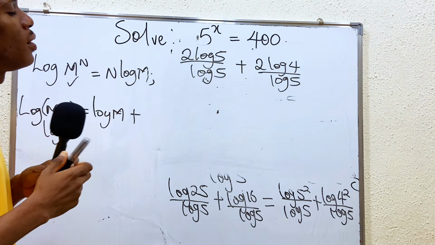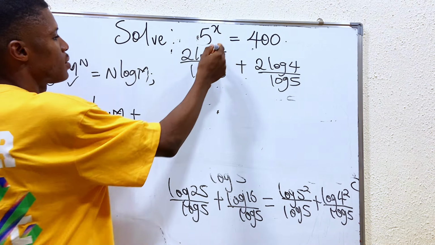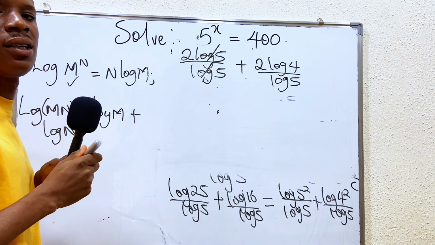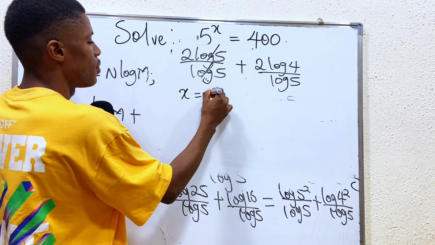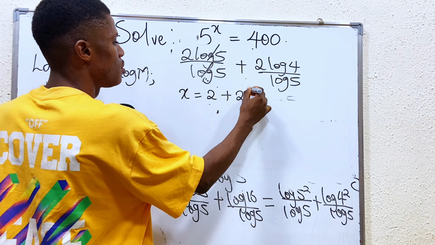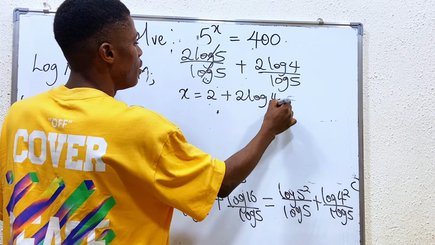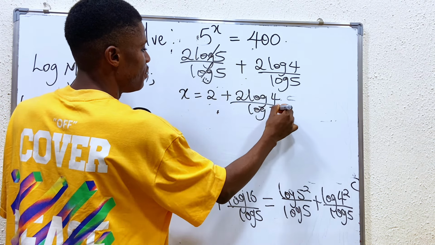So that here, what do we have? We cancel out log 5. We have it that x is now equal to 2 plus 2 log 4 over log 5.